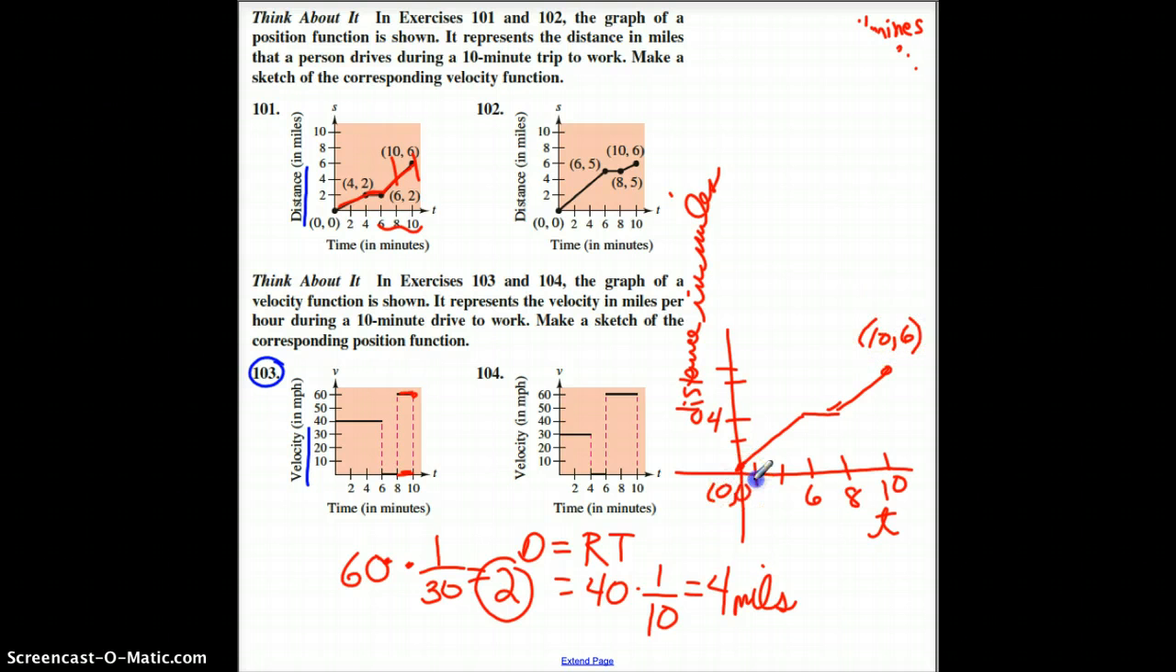Here's where I started. After 6 minutes, I'd gone 4 miles. In the next 2 minutes, I hadn't moved at all. And then after 10, I went 6. So these are more the physics models of these. You won't be doing a whole lot with it, but I thought for those of you in physics, maybe it'd be kind of an interesting little twist on the calculus.